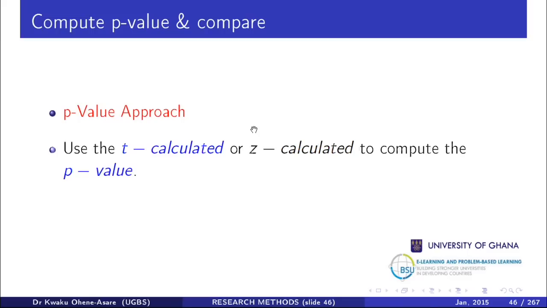So let's say your calculated t is 3. You go and take this 3, and then you use that one to get your p-value. How do you do that? Don't worry, it's a very simple thing. The p-value, let's try to explain what that is.